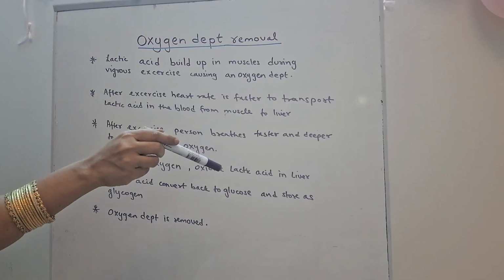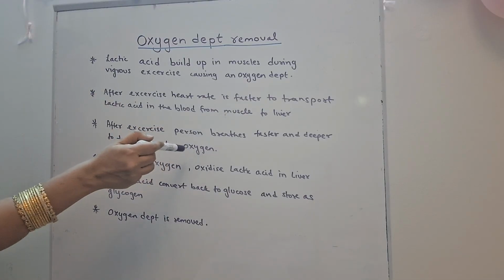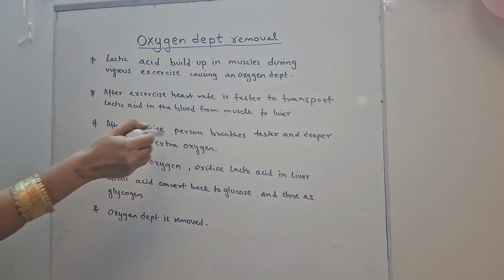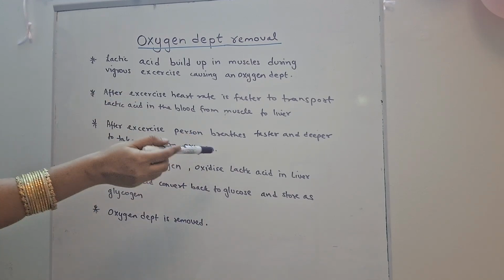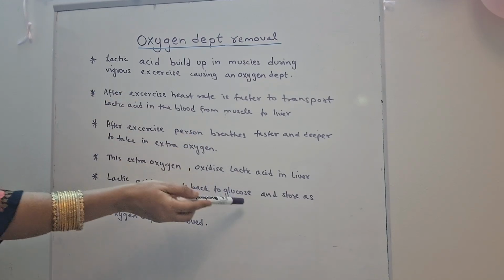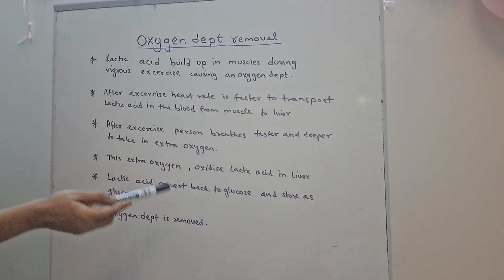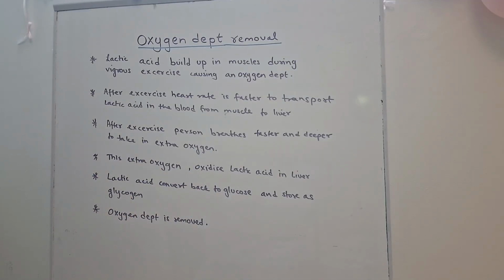For that oxidation of lactic acid, we need extra oxygen. How do we get extra oxygen? By faster and deeper breaths. Okay, and what happens after oxidation of lactic acid? Glucose is formed and oxygen debt is removed.